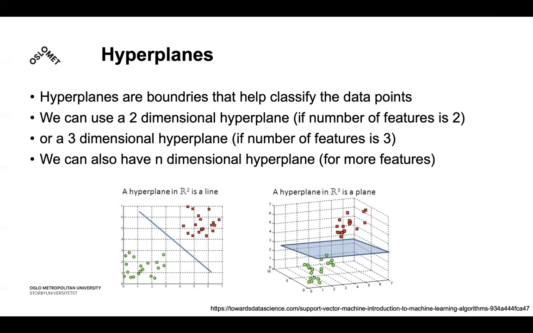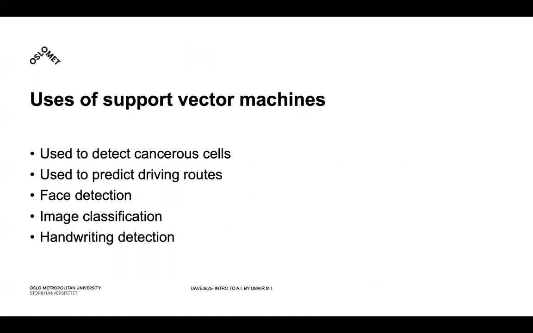So if you have data which has a lot of complex interdependent relationships, and there are hundreds or thousands of features, there are data sets that have thousands of features, then perhaps it's better to use a support vector machine, because it can automatically detect those relationships. Support vector machine is used a lot to detect cancer inside the cells. It's used to predict the driving route, how the driverless car will go around, face detection, image detection, and handwriting.